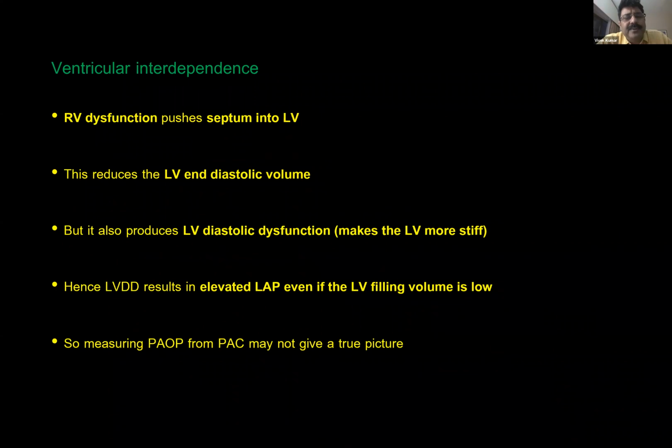RV dysfunction pushes the septum into the LV. This reduces the LV end-diastolic volume. It also produces LV diastolic dysfunction as it makes the LV more stiff. Hence, LV diastolic dysfunction results in an elevated left atrial pressure even if the LV filling volume is low. So measuring the pulmonary artery occlusion or wedge pressures from a Swan-Ganz catheter may not give a true picture. And this happens in post-operative cardiac surgical patients. It may not be a venous thromboembolism.